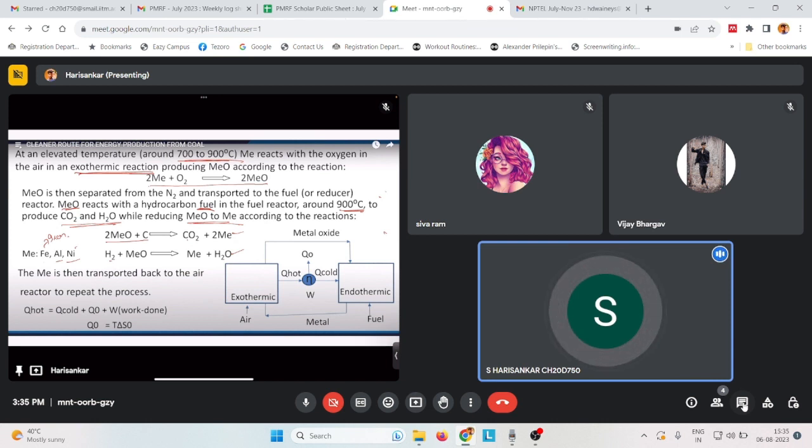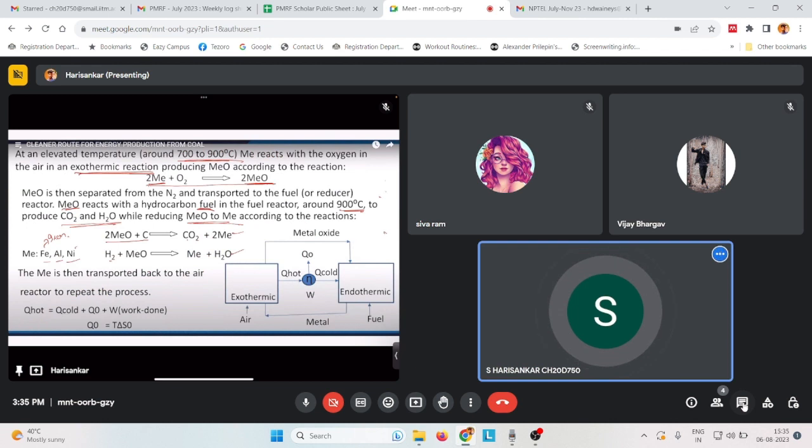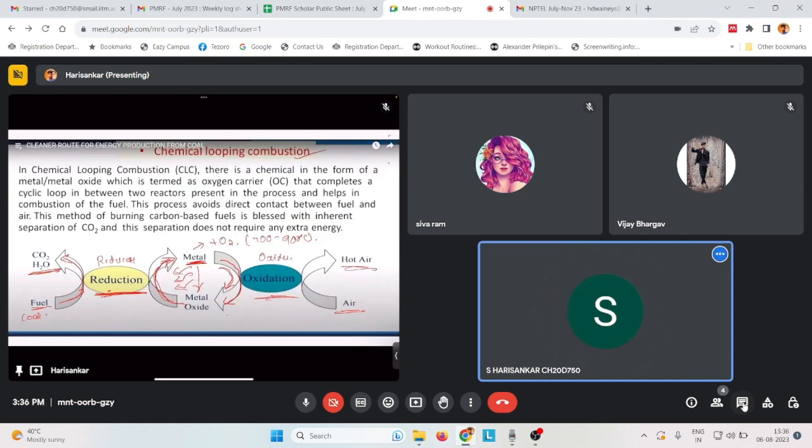If you just look at these reactions, you may get an idea. So first we had this metal which got oxidized to metal oxide in this oxidation chamber. Then this metal oxide now reacts with carbon and hydrogen present in our fuel to produce carbon dioxide and water along with the metal back in the reducing chamber. Now we can continue this cycle like that, and this process is called chemical looping combustion.